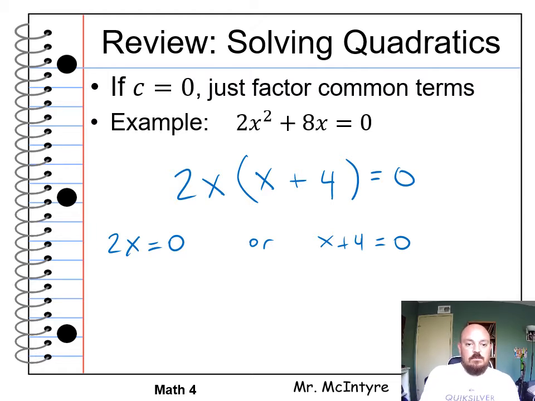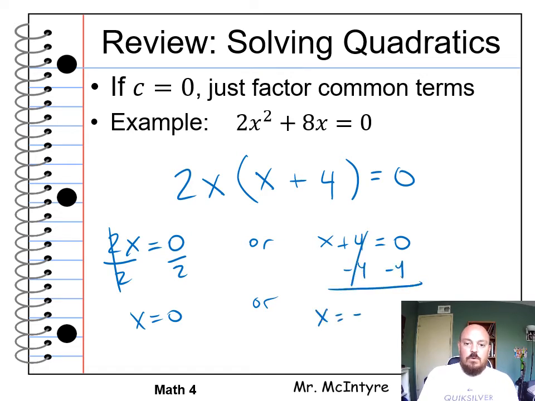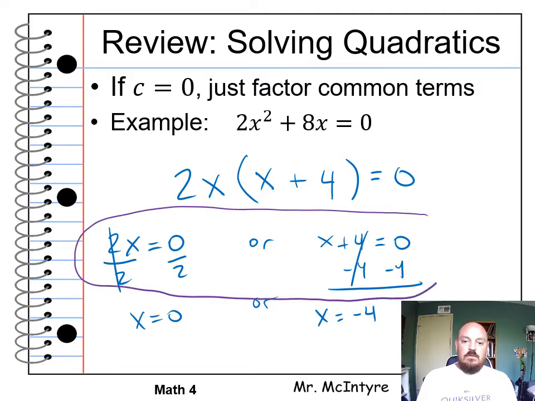So basically, divide by 2, x still equals 0 over here. Subtract 4, and x equals negative 4. So those are your two answers, 0 and negative 4. And I will say this, you've learned shortcuts. I don't expect to see all of this work in the middle. Like I said, I just showed you that once.